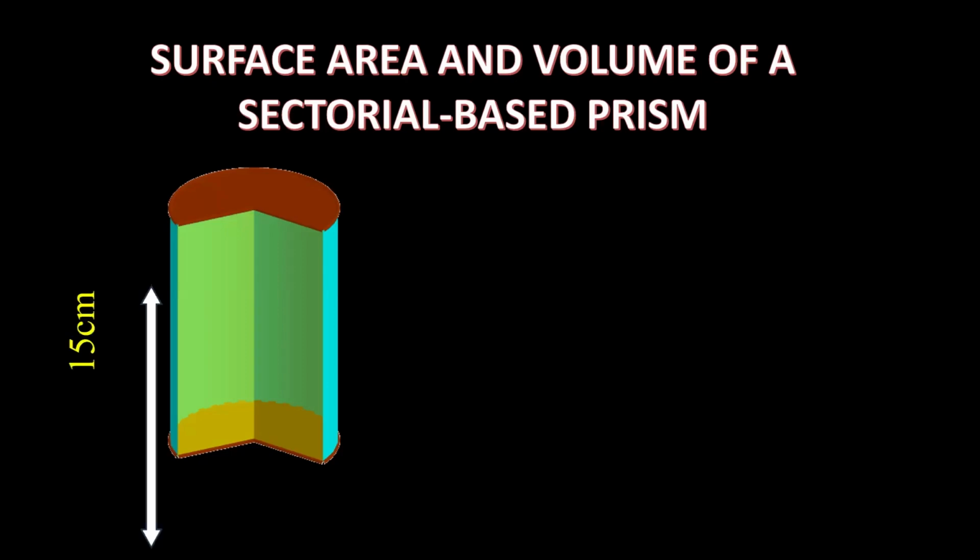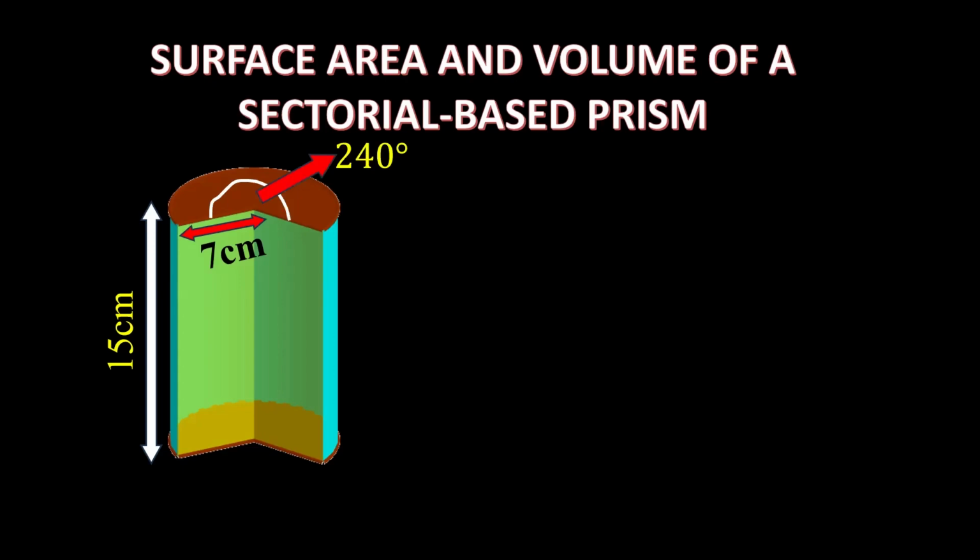So we want to look at this particular prism. If we are given some dimensions, such as the height as 15 centimeters, and we are told that the radius of this prism is 7 centimeters, and then the sector that forms the uniform cross section has an angle of 240 degrees. So you are very certain that that is a major sector.